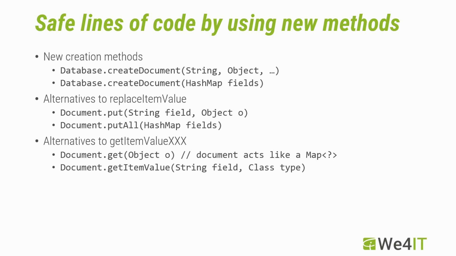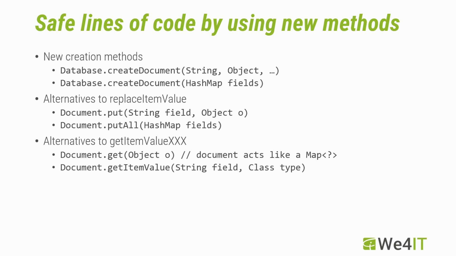The second needs a hash map to be predefined, of course, which also contains a string as a key and an object as a value. And that hash map can be used also to create a document and replace all the item values with one line of code. Of course, you have to save it afterwards, but that's not a new thing.